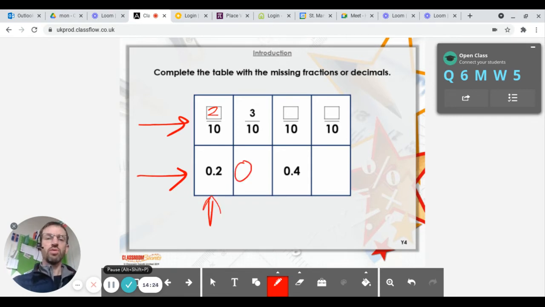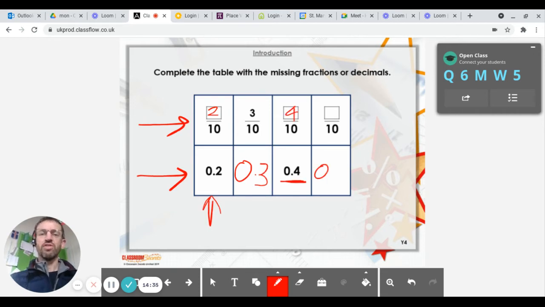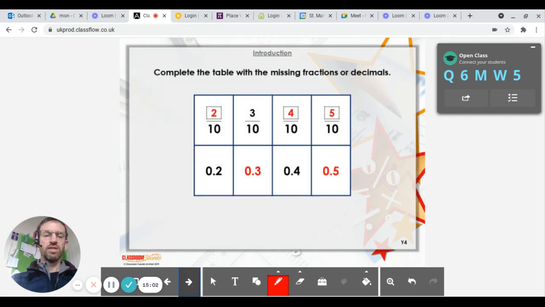3/10 would look like 0.3. 0.4 is, do you know it? Yeah, 4/10. And then 0.5 would be 5/10. So sometimes you'll have a question where there are missing numbers and you've got to work out the pattern, not just put in any number you like. In this case, what's underneath 0.4 will be the same as what's on top here, which is 4/10. There we go. There's the answers for us.